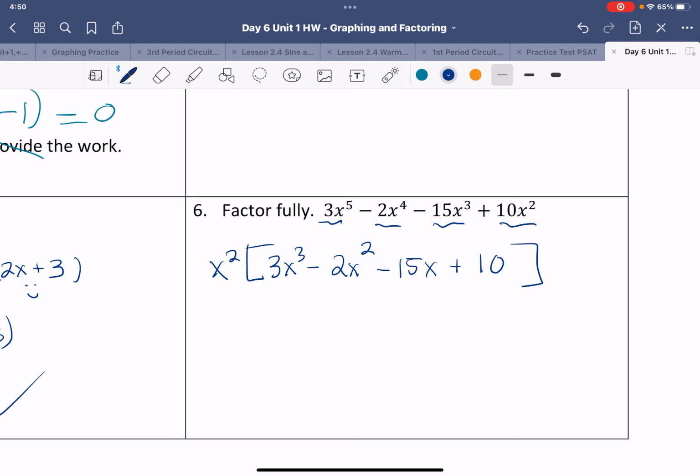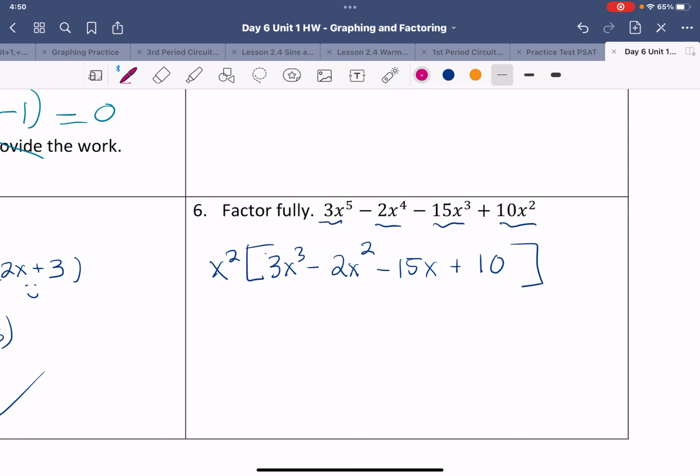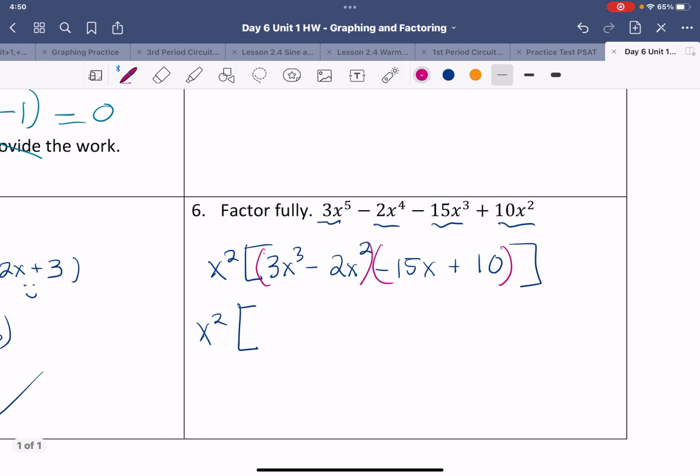So now I'm still going to do factor by grouping, but now I've taken an x squared out of everything. So now what I'm going to do is put my parentheses around my first 2 and my second 2. Once again, I'm leaving the x squared on the outside alone. So you see that x squared is still there chilling. Now I'm focusing on what's inside. So 3x cubed minus 2x squared, they both have an x squared in common. So I'm going to have a 3x minus 2.